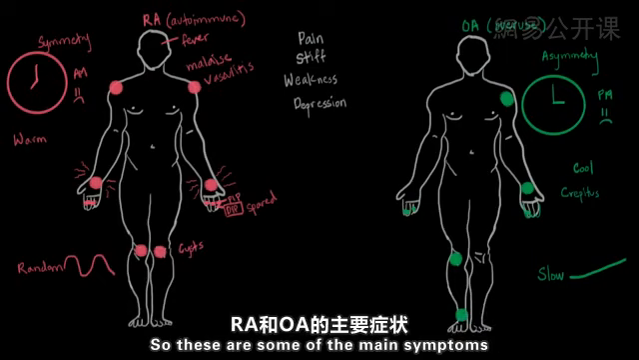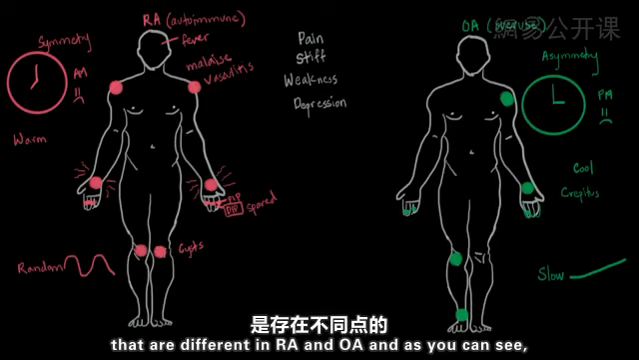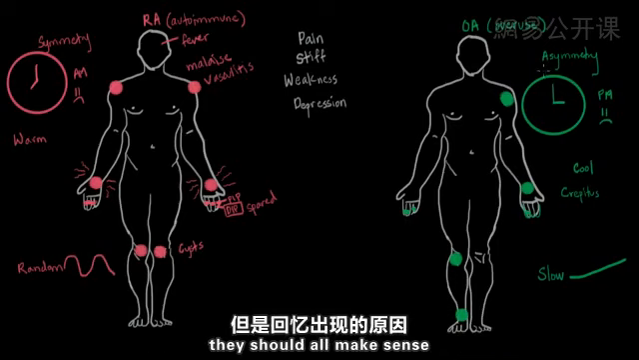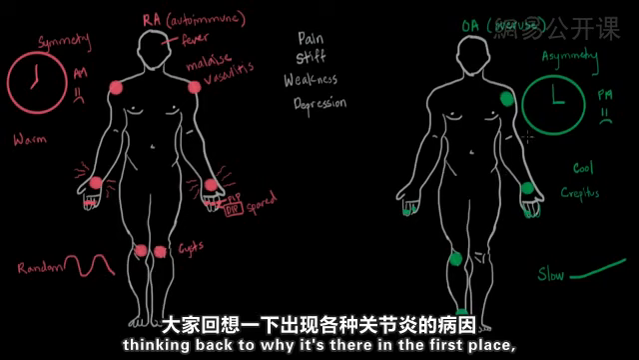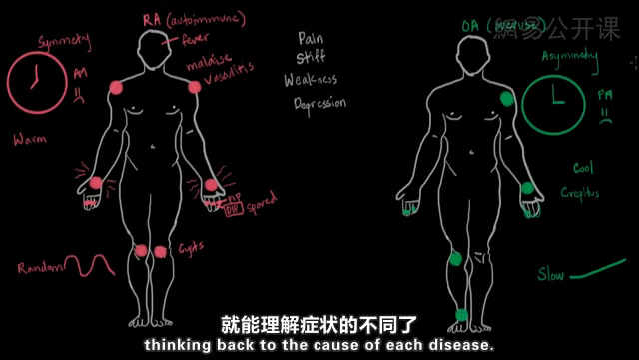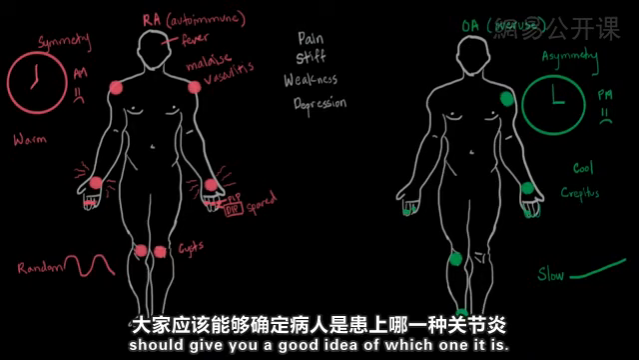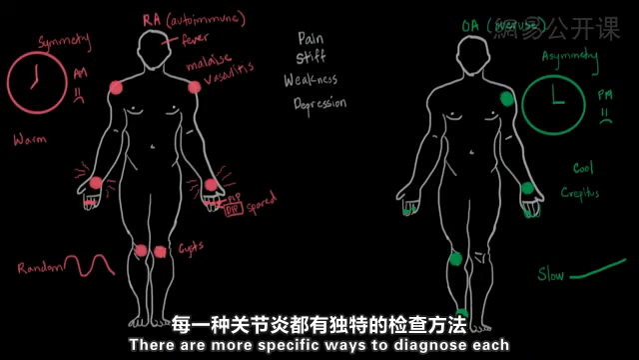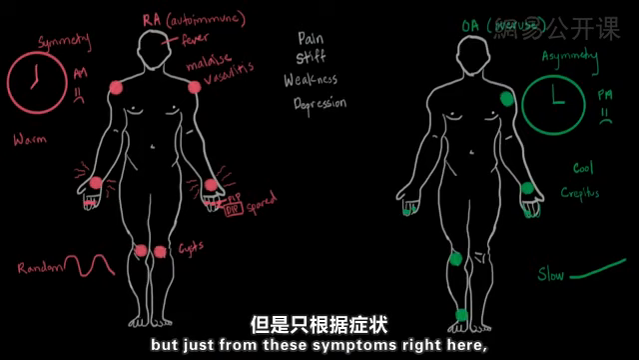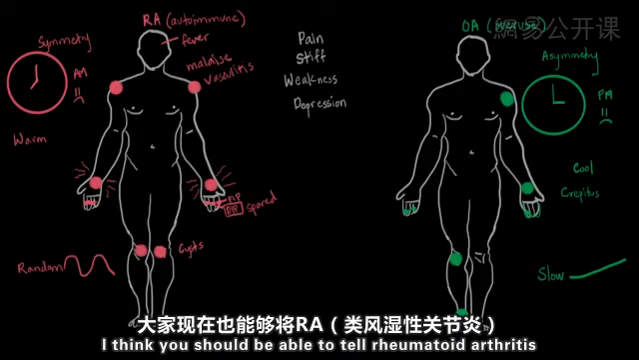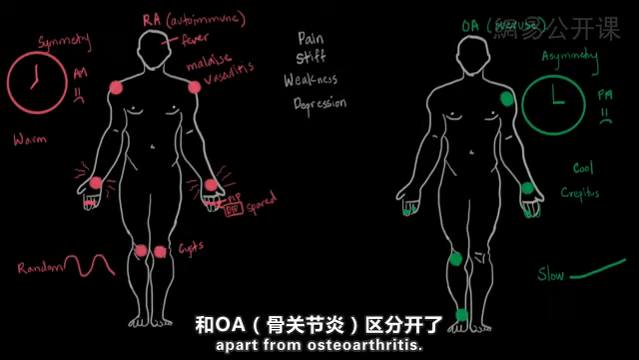So these are some of the main symptoms that are different in RA and OA, and as you can see, they should all make sense. Thinking back to why it's there in the first place, thinking back to the cause of each disease. So really, history alone, asking these questions alone, should give you a good idea of which one it is. There are more specific ways to diagnose each, but just from these symptoms right here, I think you should be able to tell rheumatoid arthritis apart from osteoarthritis.